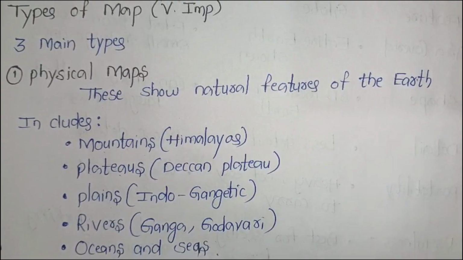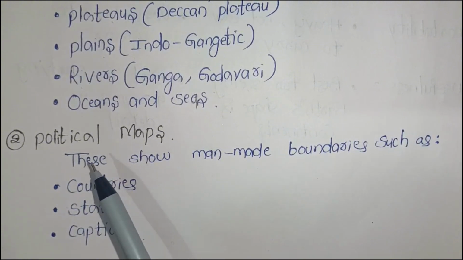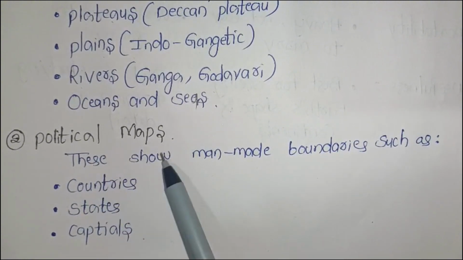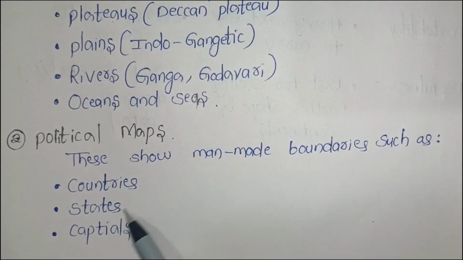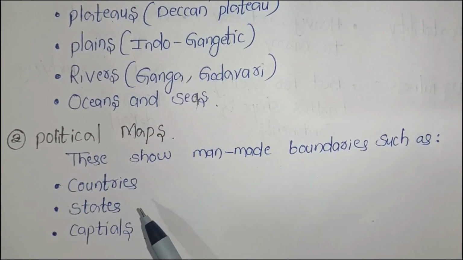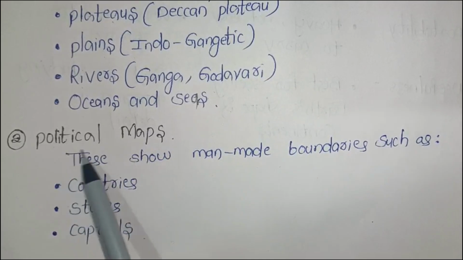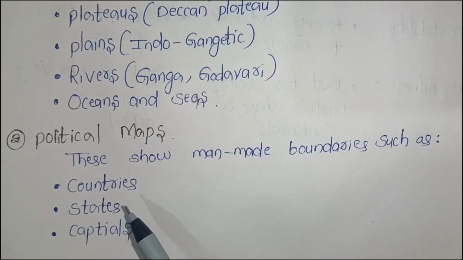Okay. Now let's discuss the political maps. What are political maps? These political maps show the man-made boundaries. Man-made boundaries are countries, states, capitals, district boundaries, like that. For example, Indian states and union territories will come under the political maps, and India's neighboring countries, Pakistan, Nepal, China, Bhutan, Bangladesh, Myanmar, will come under the political maps.